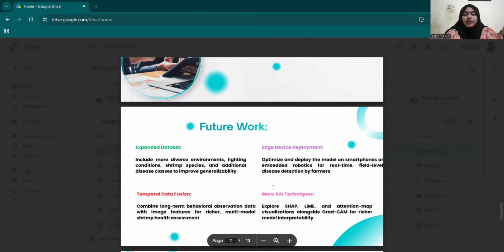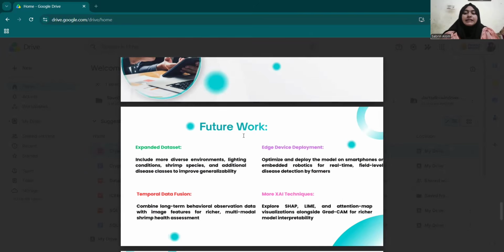Here is our next slide. We are actually working on this in our future work for this paper. We can see the expanded dataset includes more diverse environments, lighting conditions, shrimp species, and additional disease classes to improve generalizability. Here they actually want to add more shrimp species, different lighting conditions, and more disease types to make the model a more real world solution.